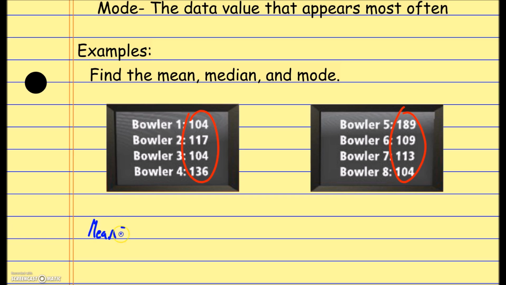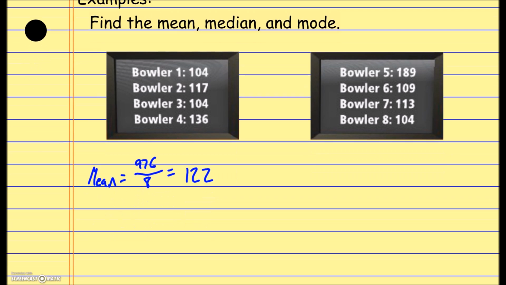And when I add all these together, it looks like it gives me 976. And now I have to divide that by how many data values I have. Since there are 8 bowlers, that means there are 8 data values here, so I'm going to divide this whole thing by 8. And when I do that, the mean that it gives me is 122. So that's the average of these things, all right?